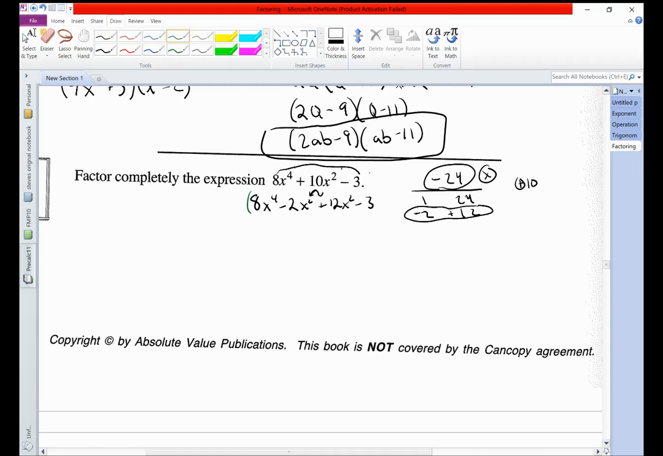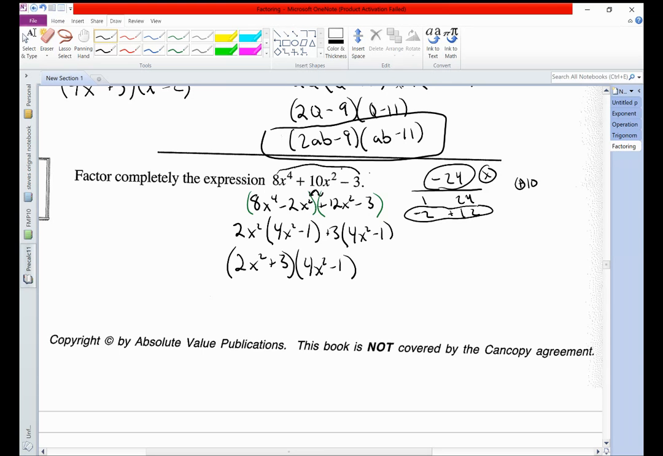I can do my grouping now, and I can factor things out. So in this one, I can factor out a 2x squared, and I'm left with 4x squared minus 1. And in the second one, I can factor out a 3. So I'll pull out a positive 3, and I'm left with 4x squared minus 1. So my factors now are 2x squared plus 3 and 4x squared minus 1.